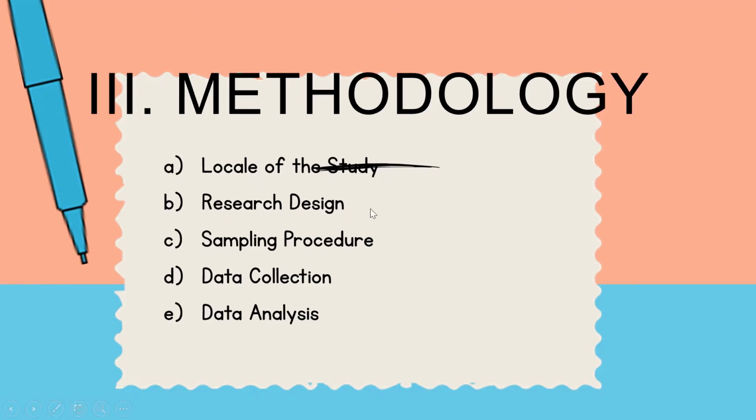For the research design, when you are using the survey questionnaire, you may use only the descriptive research design. So you are describing your respondents using the tool, which is the questionnaire. For the sampling procedures, there are a lot of sampling procedures, but the most common one is the random sampling.